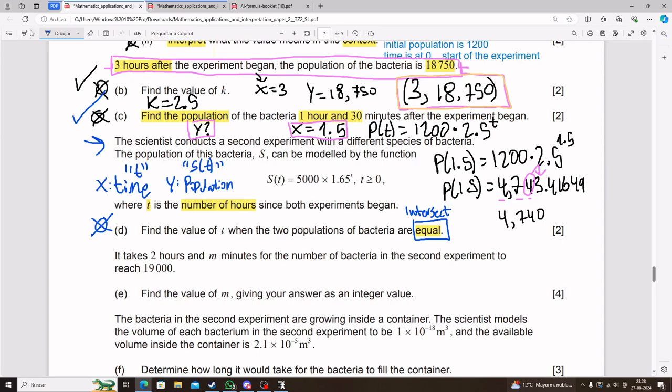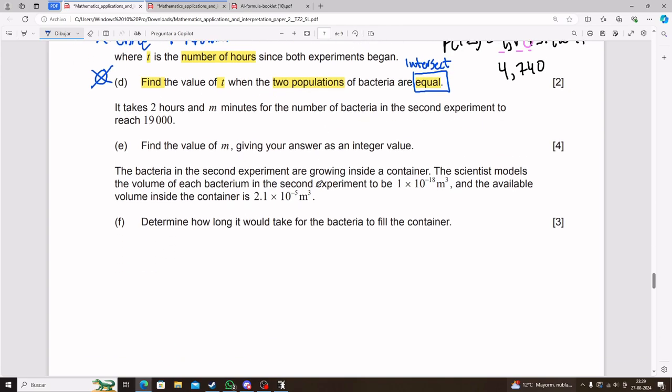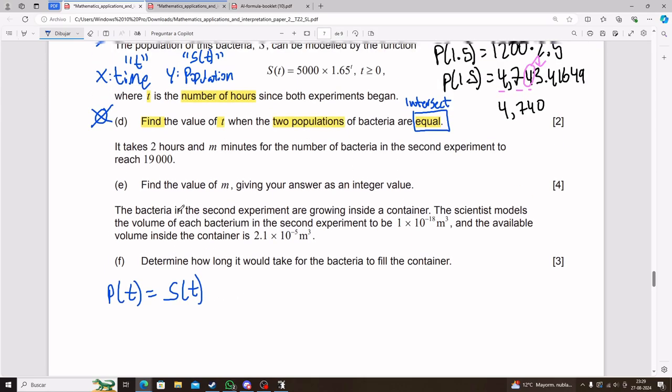So this is like the big mathy way to do it. You need to find T when the two populations are equal. So if the two populations are equal, then that means that P of T, which is my first population, has to equal the second population. Now, if I were to plug in P of T and S of T from here, well, we know that S of T is this guy. So that means I can immediately plug in like this.